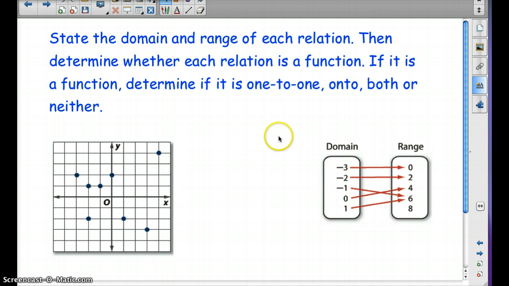So state the domain and range of each relation, then determine whether each relation is a function. If it is a function, determine if it's one-to-one, onto, both, or neither. So I'll do the first one with you. This is a function here.